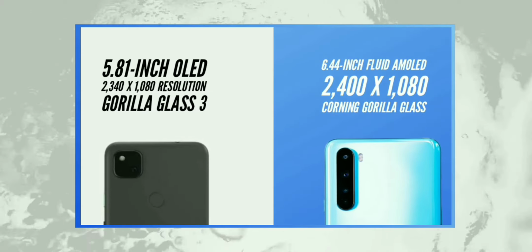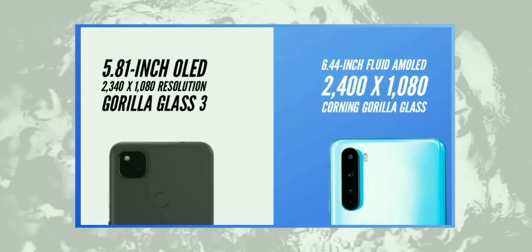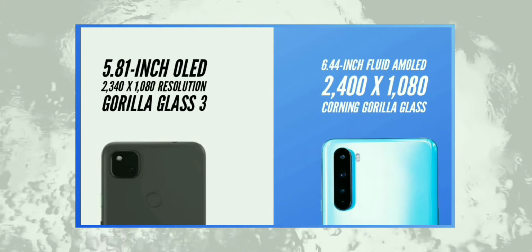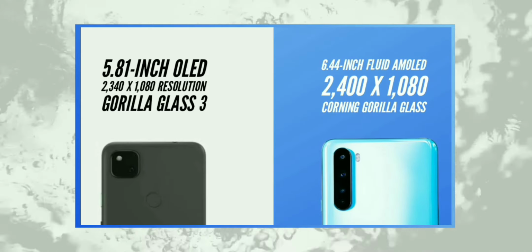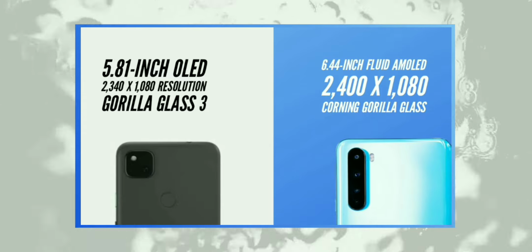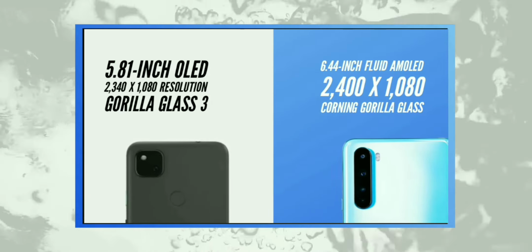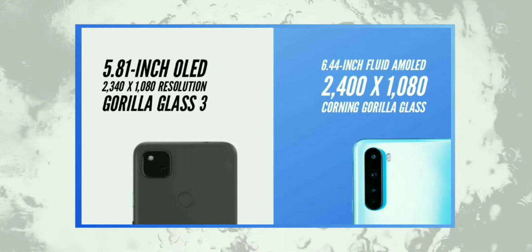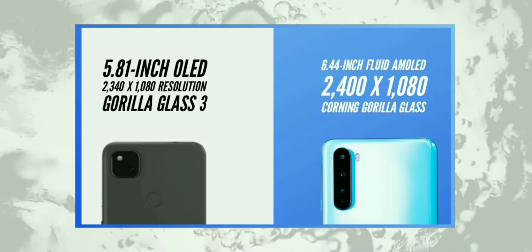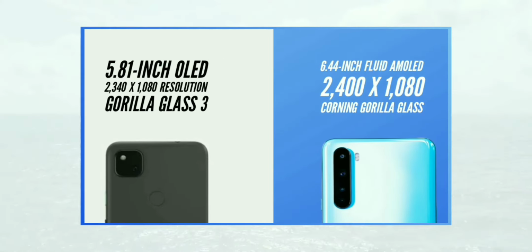On Google Pixel 4a, we get a 5.8 inch OLED display which gives a resolution of 2340 by 1080 pixels, and the display is protected by Corning Gorilla Glass 3. And here on OnePlus Nord, we get a 6.4 inch AMOLED display which is pretty much bigger than Pixel 4a, which gives a resolution of 2400 by 1080 pixels, and the display on OnePlus Nord is protected by Corning Gorilla Glass 5.